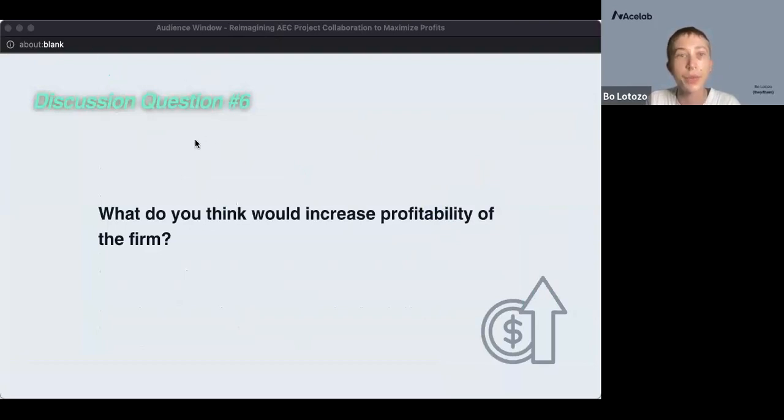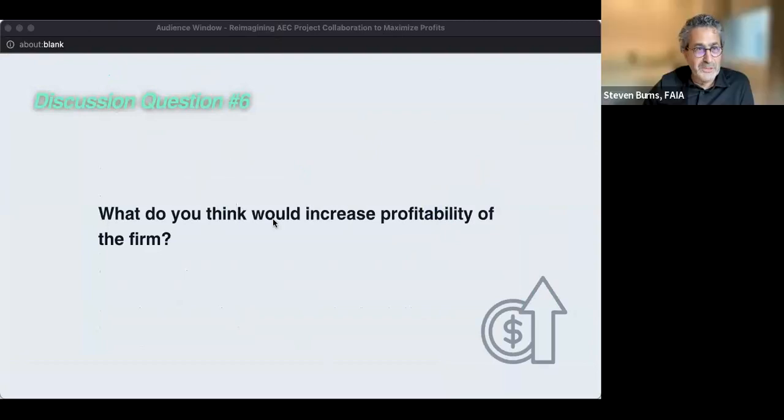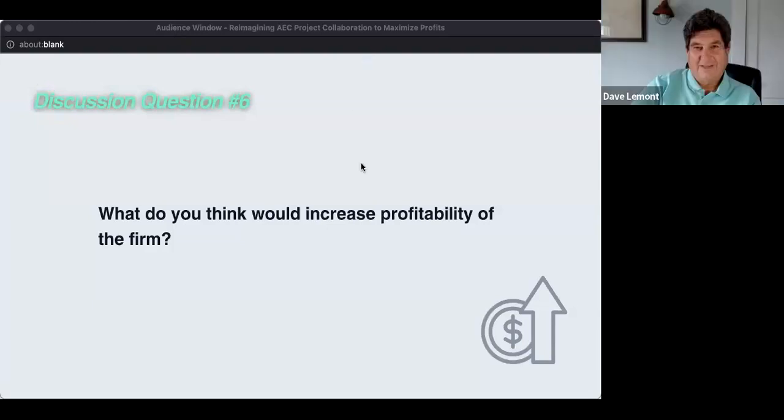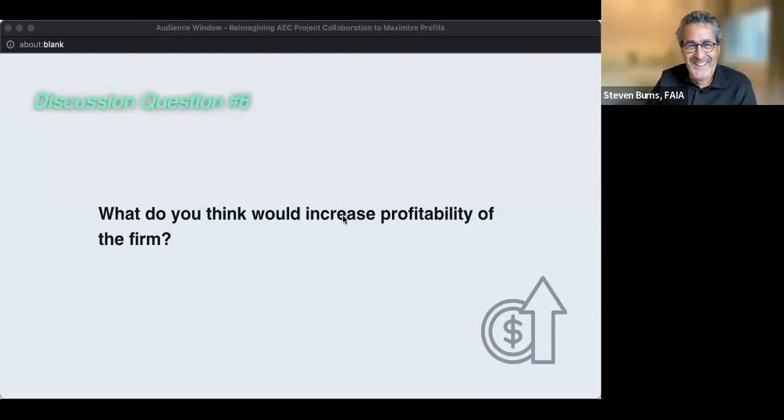All right. So for this one, what do you think would increase the profitability of the firm? Is this a multi-select, or can they only choose one? Oh, it's only one. Okay. Only one, yeah. You're going to hear people tell you, I want to select multiple. But yeah, pick whichever one you think would be most impactful. I like the last one. Yeah. Can't wait to see what people think about that.